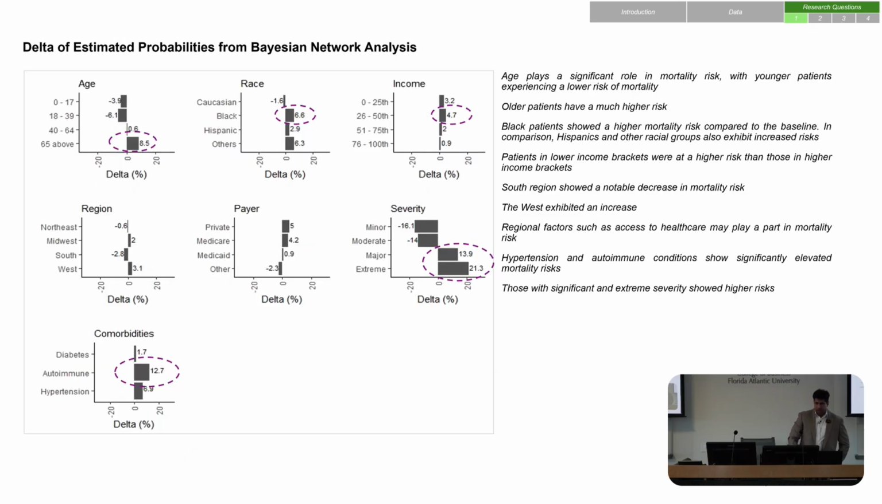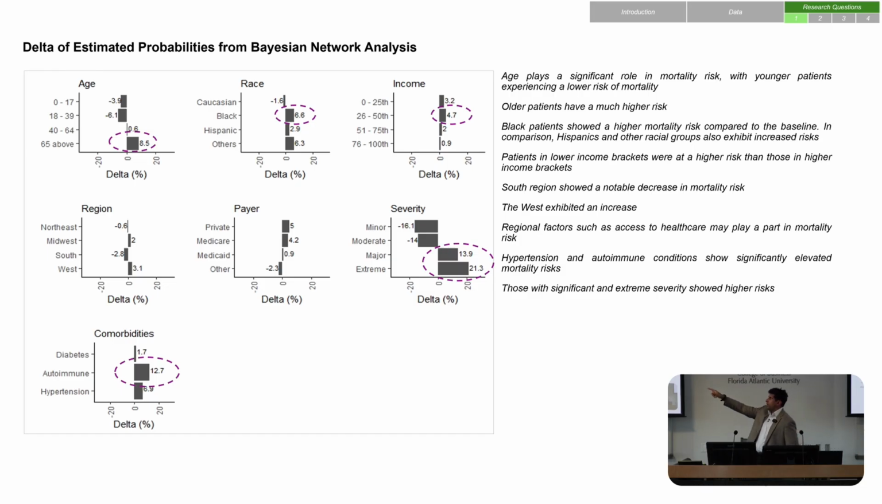What we really want to see is what happens when we condition on specific nodes. How is it that the risk of mortality is going to change when we condition on a certain node? And for that, we looked at the delta, which is the change in the conditional probability estimate compared to the baseline when you condition on a certain node.